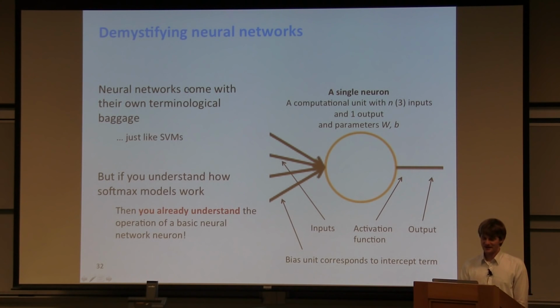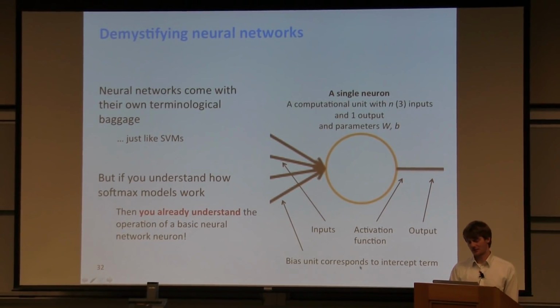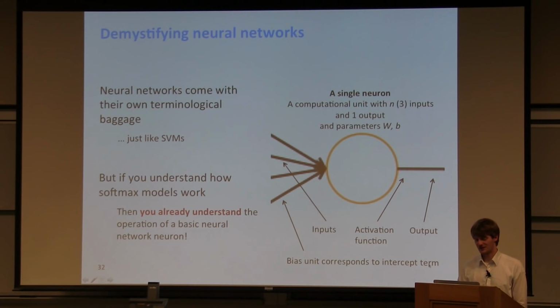So basically, there's lots of terminological baggage, but it's kind of true for every machine learning model. Once you understood the softmax, it'll be very easy to understand what a single neuron does, and then we just put them all together with very deep neural networks. So a single neuron will often have some inputs, and sometimes we also define it to have a bias unit that is sometimes referred to as the intercept term. Then we will have an activation function and an output.